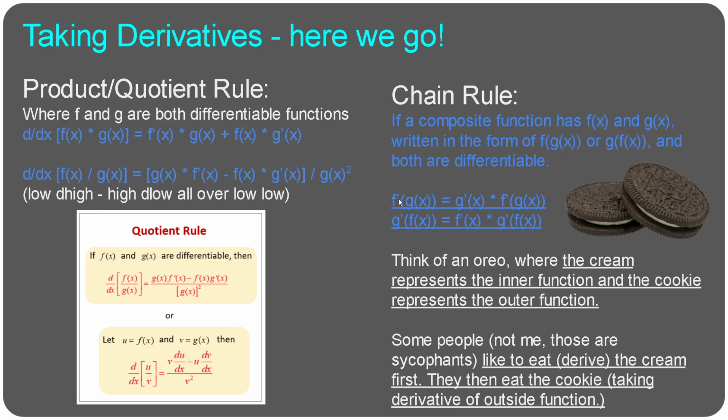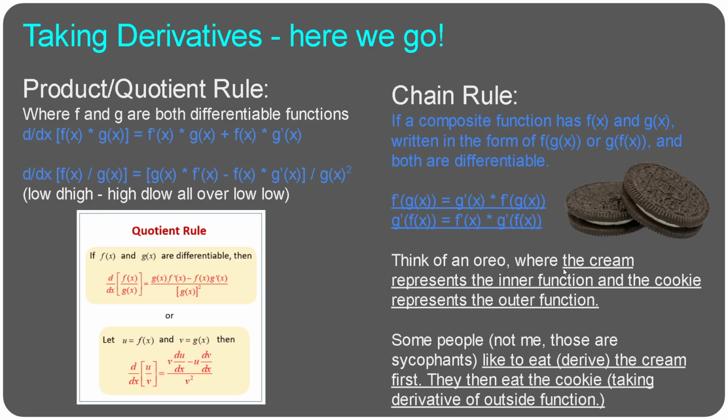And here's what the chain rule states. The derivative of a composite function is equal to the derivative of the inside function times the derivative of the outside, keeping the inside of the function the same. The only way that I think I can describe it easily is thinking of an Oreo, where the cream represents the inside function and then the cookie represents the outside function.